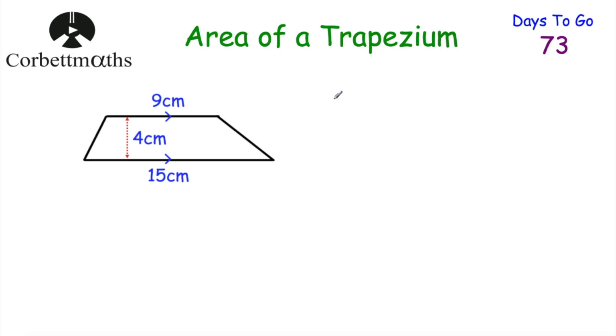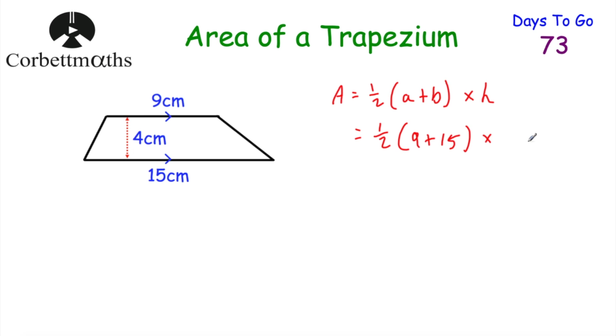To find the area of this trapezium, we'd write down the area is equal to half, in brackets, a plus b, close brackets, multiplied by the height. Let's substitute in our values. That's a half of a plus b. a and b are the two parallel sides, so we're going to do 9 plus 15, close brackets, and then multiply by the height, the distance between them, which in this case is 4.